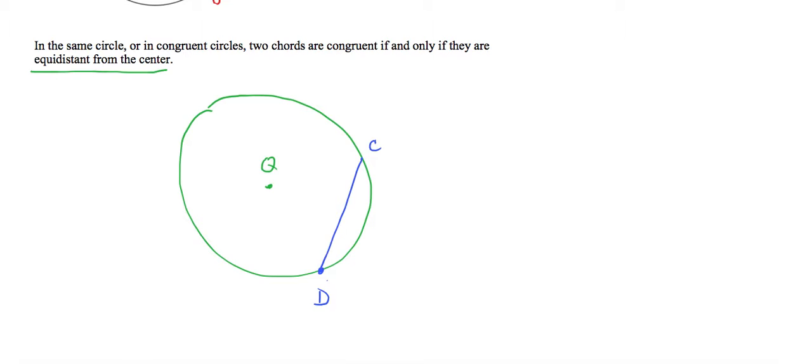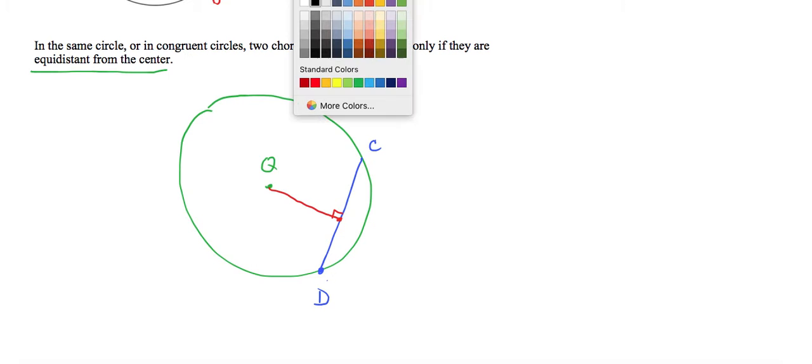But what does it really mean to calculate the distance between a line segment and a point? Okay. Well, if you recall, the distance between a line segment and a point is the segment that's perpendicular to the segment through the point. Okay? So that's this red line here, the distance between CD and Q. Another way we can phrase it is that it's the shortest distance between CD and Q.